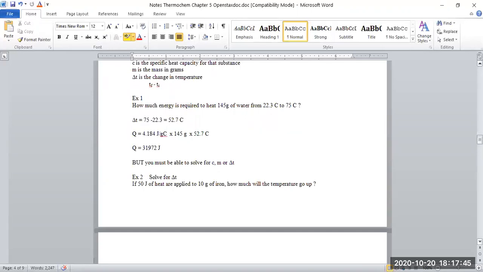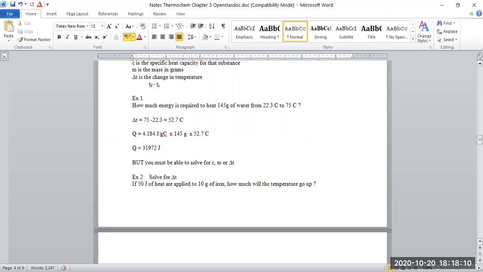The 4.184 is water's specific heat, so that's got to be put in. And then my M is the 145. I have quite a few joules, but remember that joules are awfully small. I have 31,972 joules.